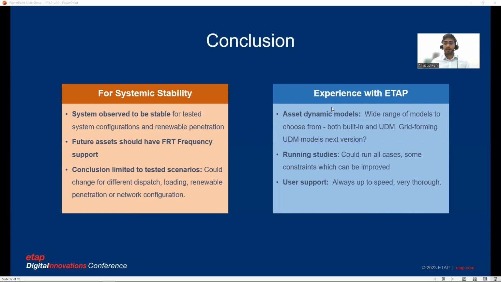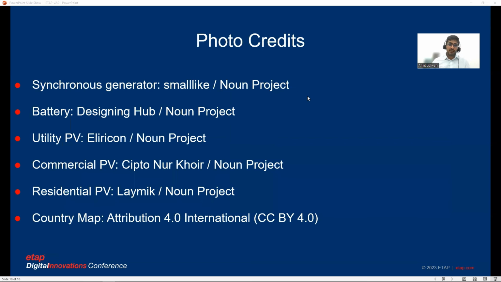So in general, our experience with ETAP was quite good, and we were able to achieve the objectives for the study. So that's it from me, and thank you for listening. We will be there to answer any questions that you have.